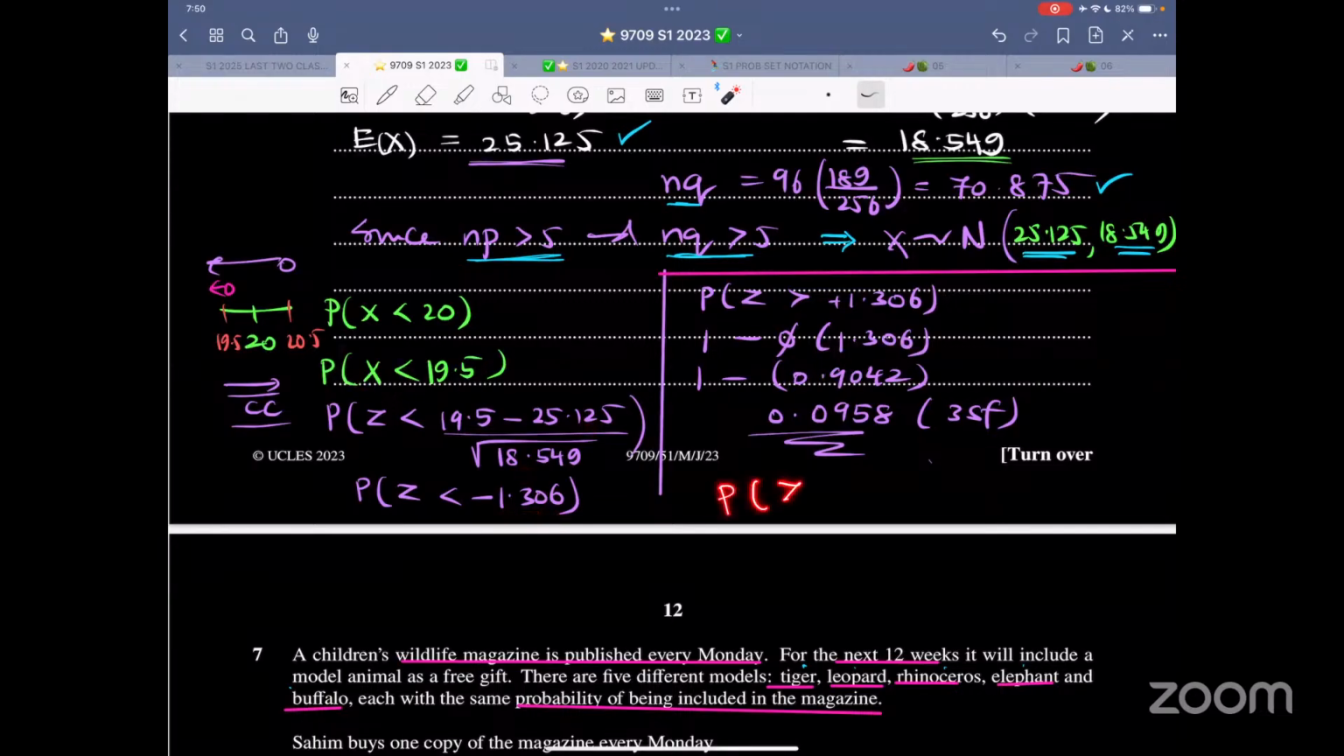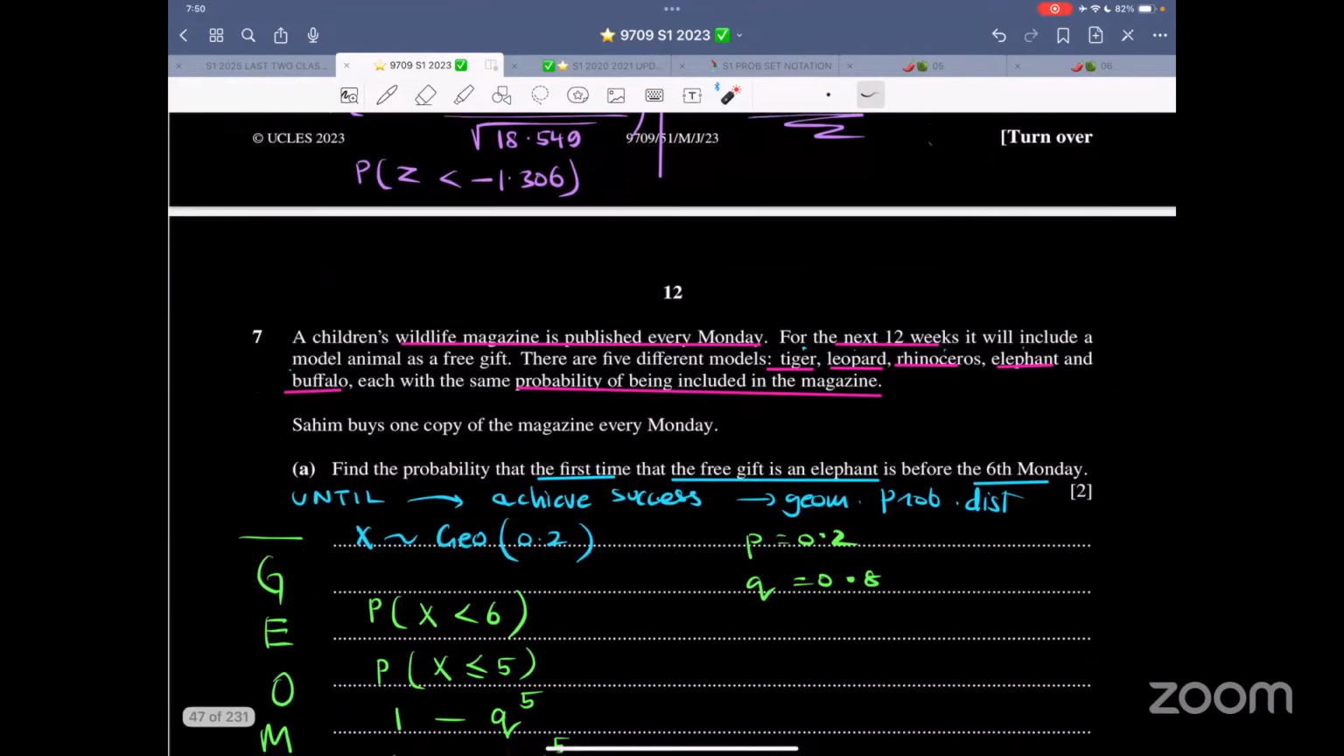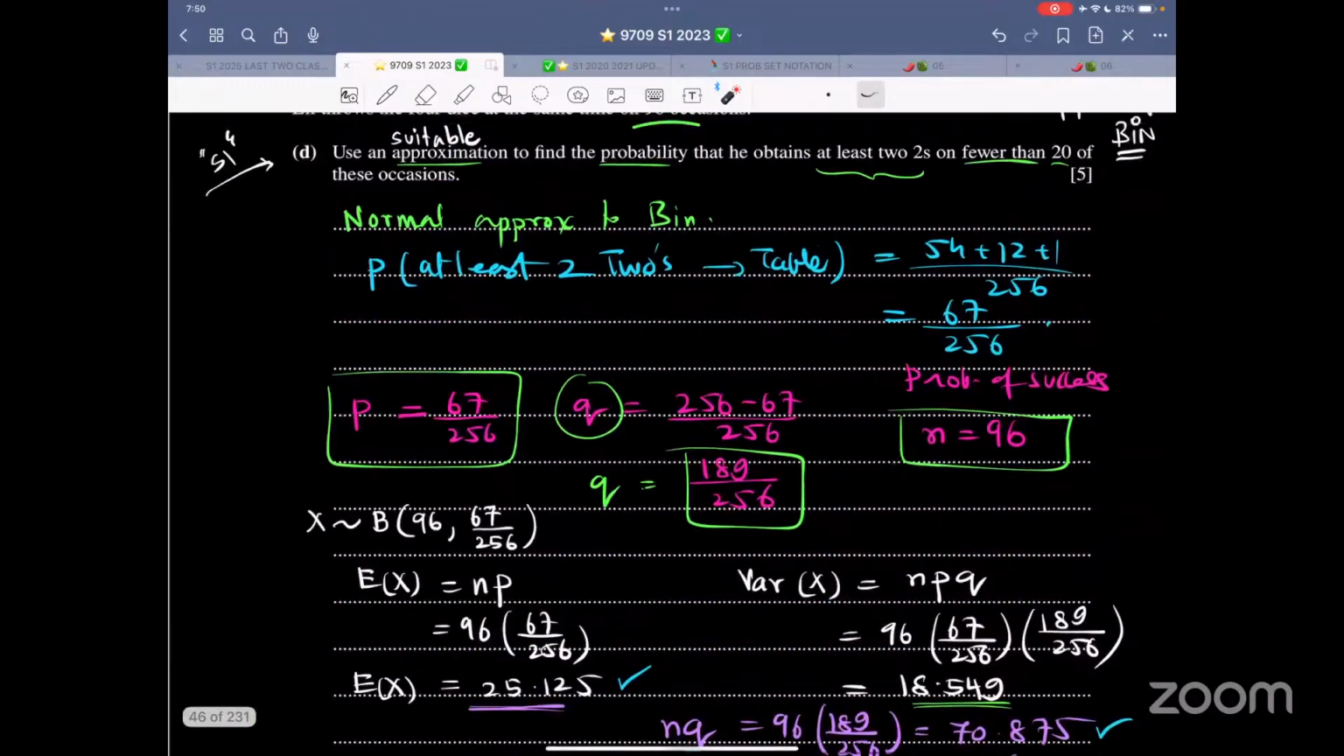Apply symmetry. Z lesser than a negative is the same thing as probability Z greater than positive. So this is greater and positive on that side. So this is Z greater than positive. 1 minus phi of this value. Write this thing from the table, subtract, and then final answer correct to 3 significant figures. So that is how this particular question is done and dusted.